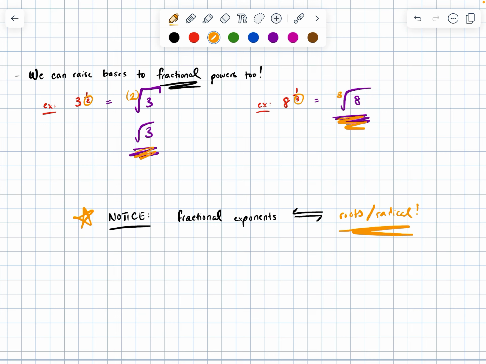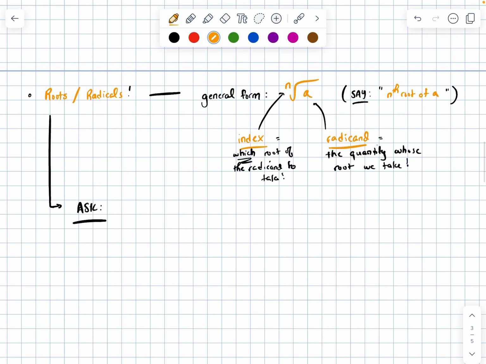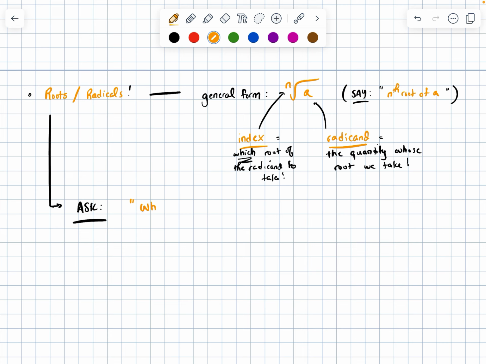So, if I want to find the square root of 3, the question that I might ask myself is asking me to find a number that multiplies by itself to get 3. For the cube root of 8, I'm being asked what number multiplies by itself 3 times to get that value of 8. So in general, when we're simplifying a radical, the thing that we're interested in finding is the thing that multiplies by itself n times to get the radicand a.